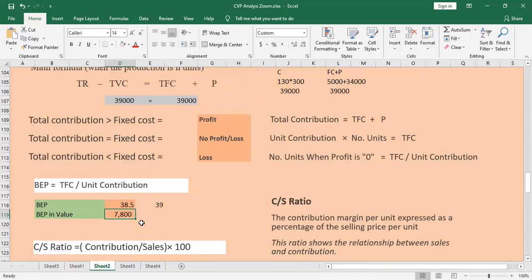You are hitting your no loss, no profit point. When you are producing 39 units, you are getting a sales value of 7,800 rupees. So this is the idea when it comes to this particular analysis.